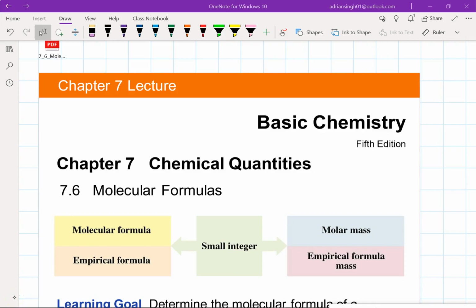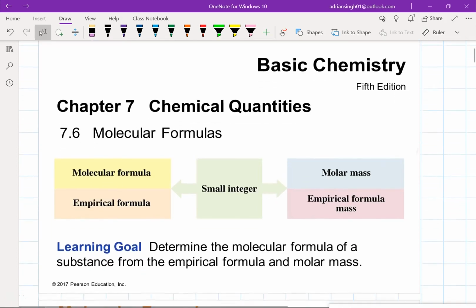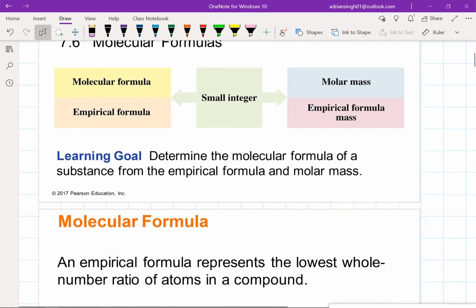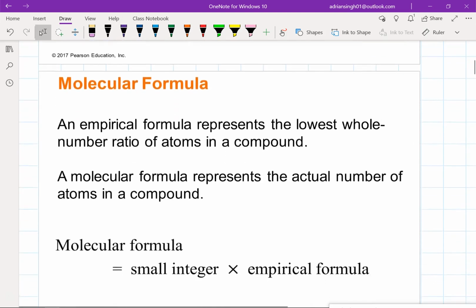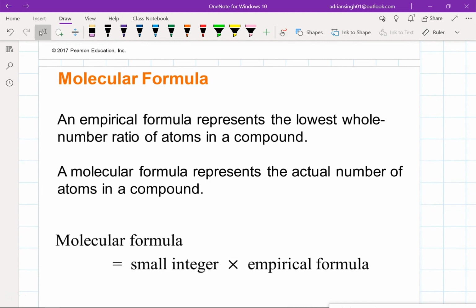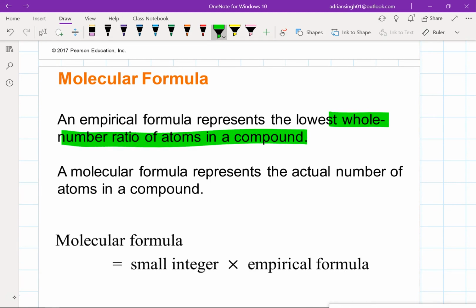All right, so now that we know a little bit about empirical formulas, we're going to see how we can take that and turn it into the molecular formula, which is the formula for the actual number of atoms we have in a particular compound. As a reminder, the empirical formula is just the smallest or simplest whole number ratio of the atoms in a compound, whereas the molecular formula represents the actual number of atoms in a compound.